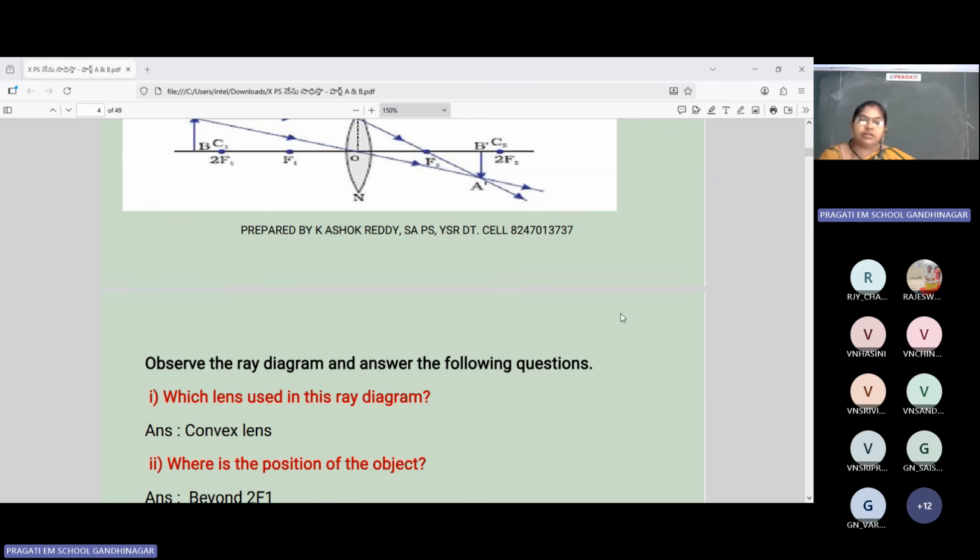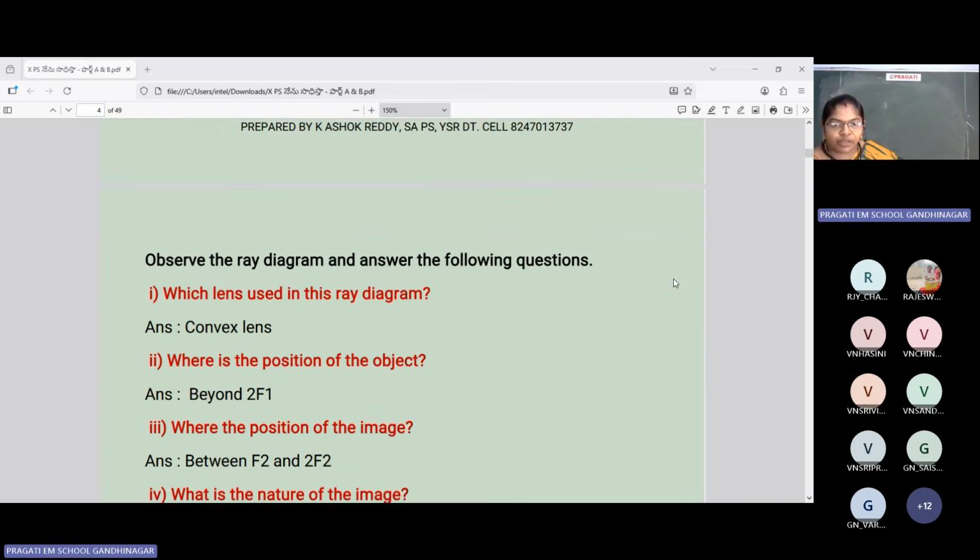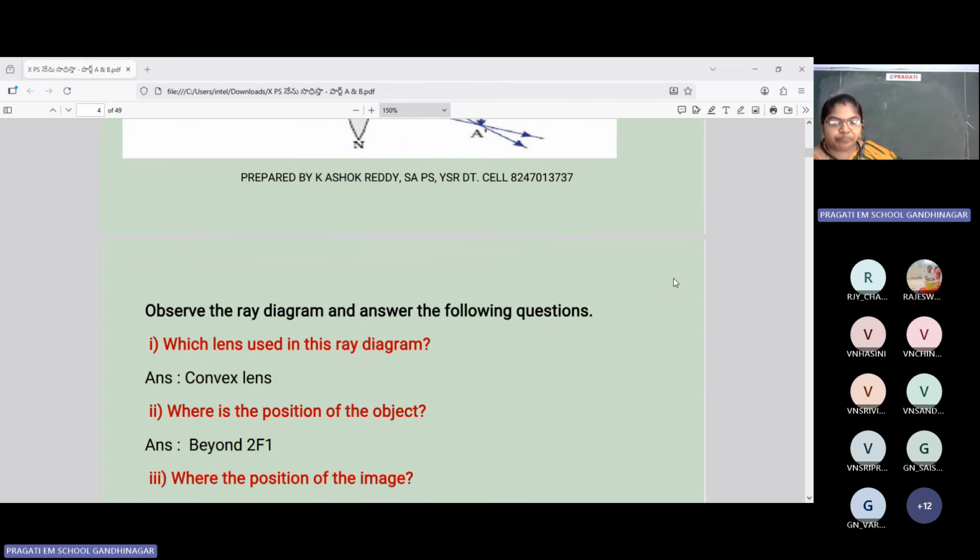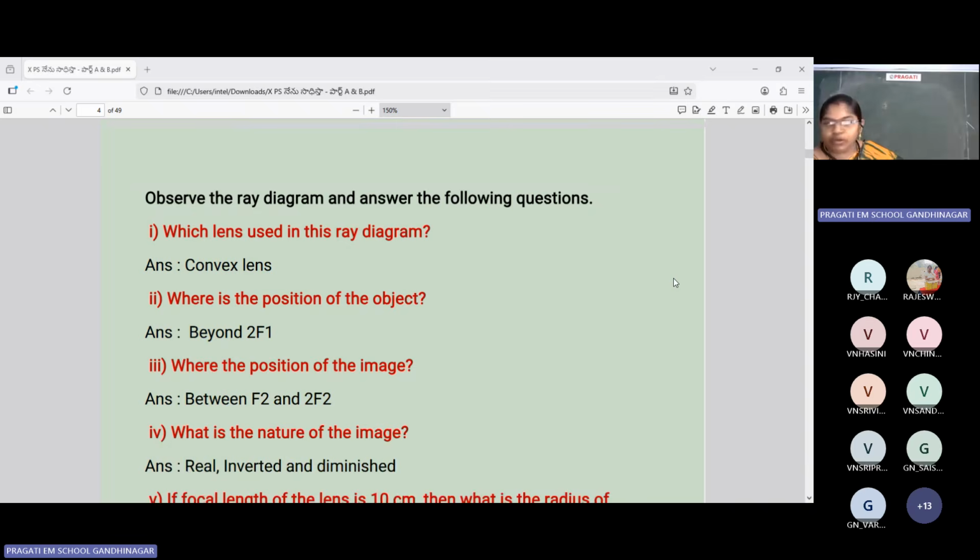Whether we'll get the substance's refractive index or the substance's velocity of light, a table is given and 4 questions like that are asked. Otherwise, the lens diagram is given and he will ask you to answer the following questions. See, observe the ray diagram and answer the following questions.